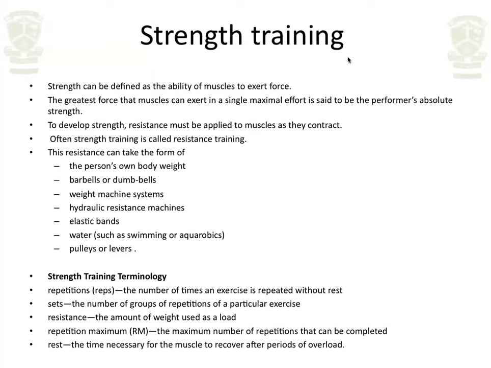To develop strength, resistance must be applied to the muscles as they contract. And this is what we sometimes know, if you might have heard it in different terminology, as resistance training. This resistance can take the form of, and we've got a list of them there, a person's own body weight if you're doing push-ups, barbells or dumbbells, so bicep curls, weight machine systems like a lat pull-down, hydraulic resistance machines like a leg extension, elastic bands, some rehab exercises for the shoulder, water, whether you're swimming, pulleys or levers, like a cable crossover. They're different examples there of some strength training resistance that can take form.